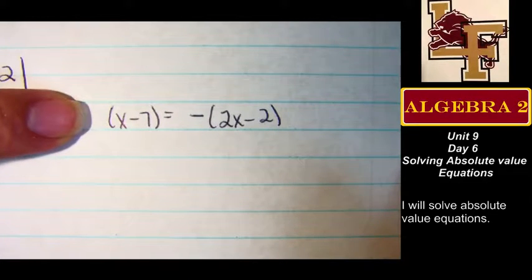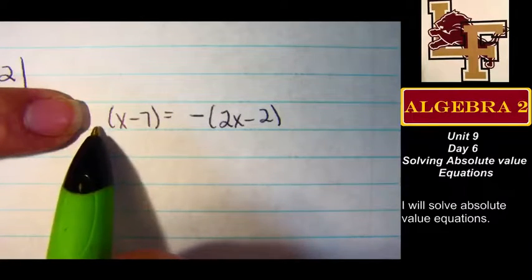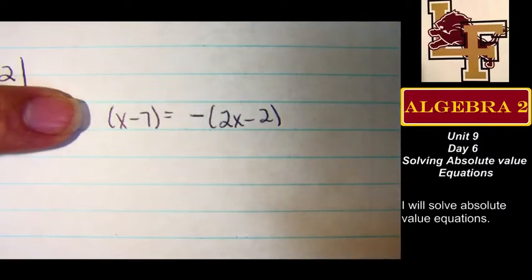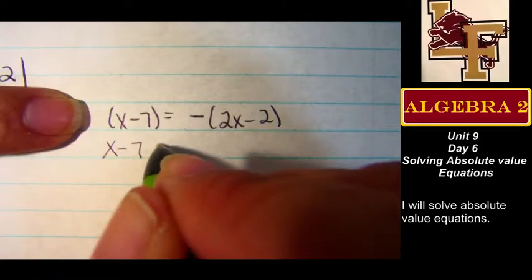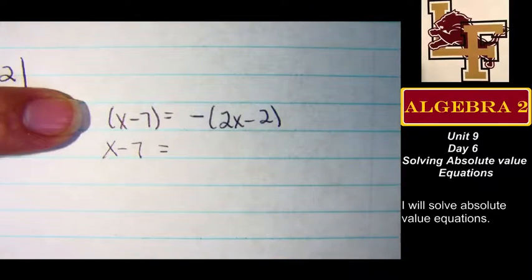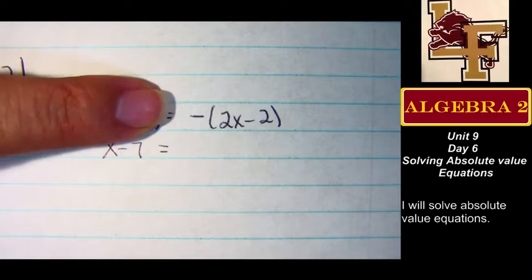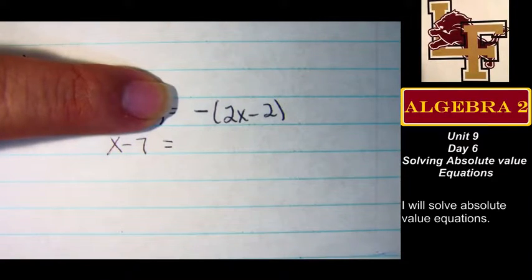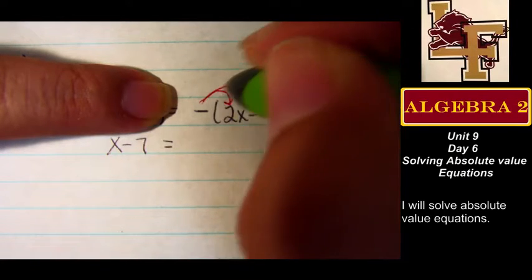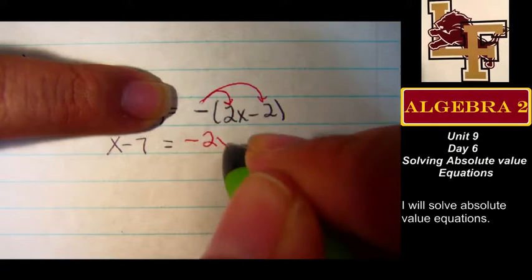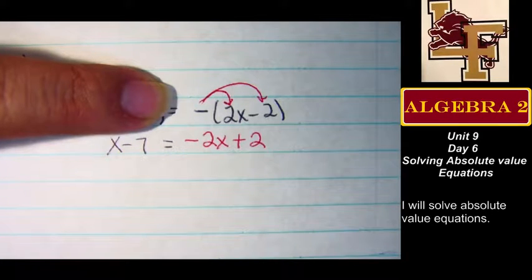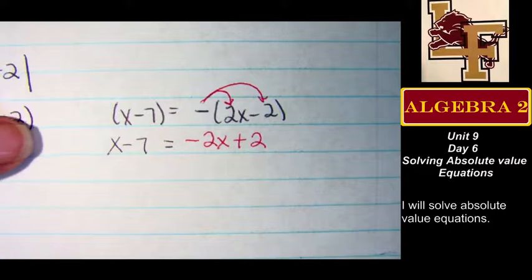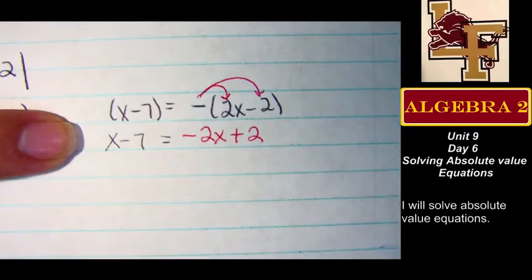On this first set of parentheses, I don't need them. I only need parentheses if I have something multiplying out here. I don't have anything multiplying out there, so I can rewrite it without the parentheses and everyone's happy. The next set of parentheses I do need, but I want to get rid of them. So I'm going to distribute this negative symbol, and I get negative 2x plus 2. And now it's in a form that's much easier for me to solve.